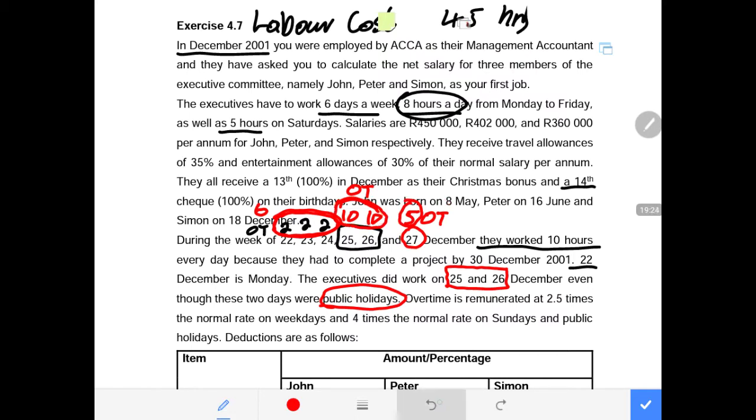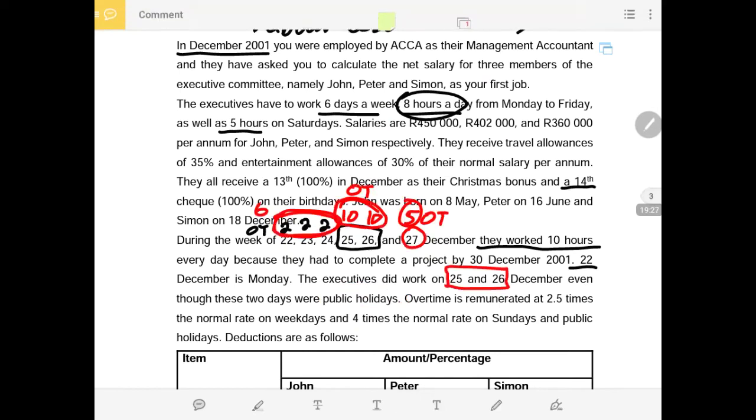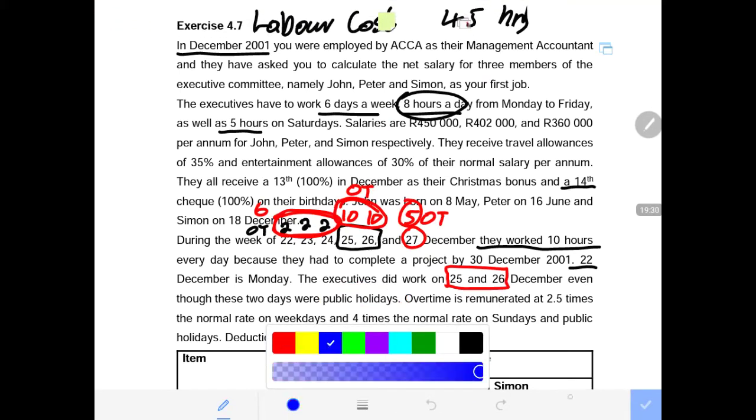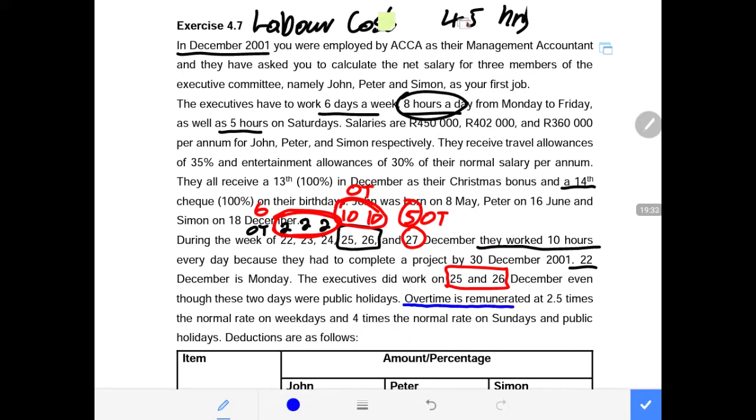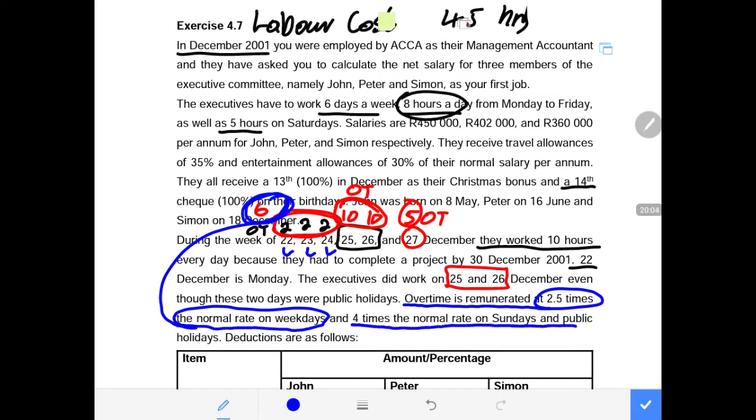Then now let us see how the overtime is remunerated. Overtime is remunerated at 2.5 times the normal rate on weekdays, meaning we're referring to Monday to Friday, where we know these employees worked a total of 6 hours: 2 on Monday, 2 on Tuesday, 2 on Wednesday, extra hours above their normal 8 hours. So we are talking about those 6 hours at 2.5 times, and it is 4 times the normal rate on Sundays and public holidays.